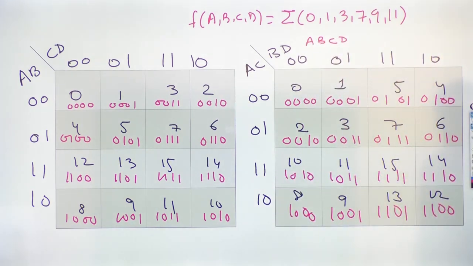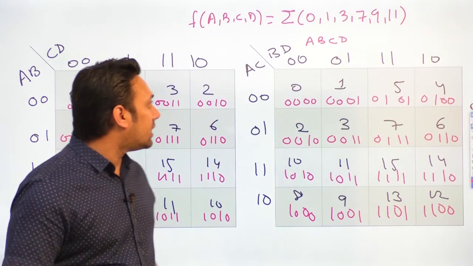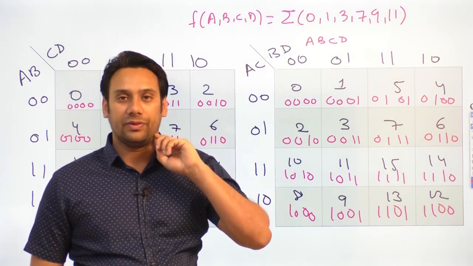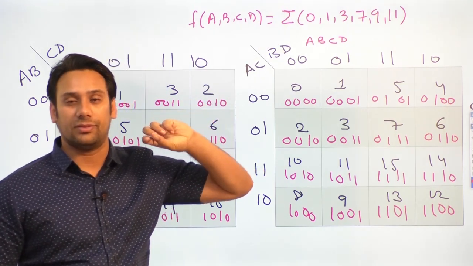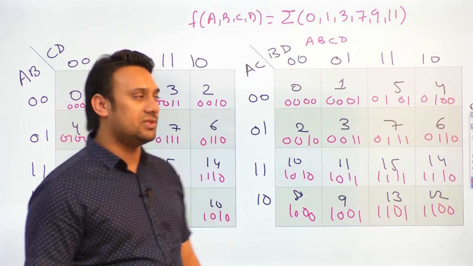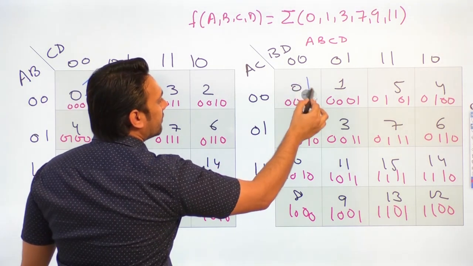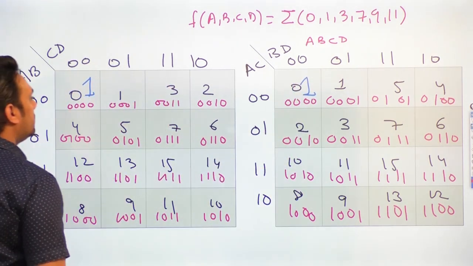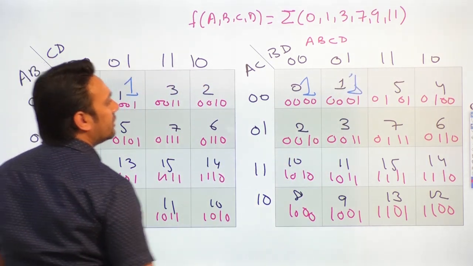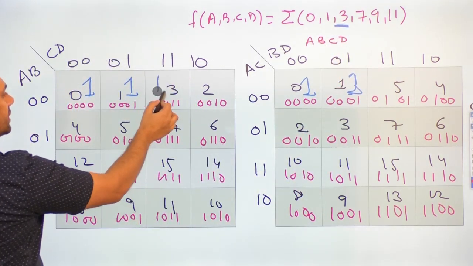How am I going to write this? It should all be clear to you. Now after this, I have written that ABCD is equal to summation 0, 1, 3, 7, 9, 11. This summation is representing the min terms, or you can say the product terms. The first product term has a value at 0. So here I have value 1 and here also I have value 1. The next is 1. So here I have a value 1 as well as here. Next is 3. So 3 is represented here. Here I have value 1.